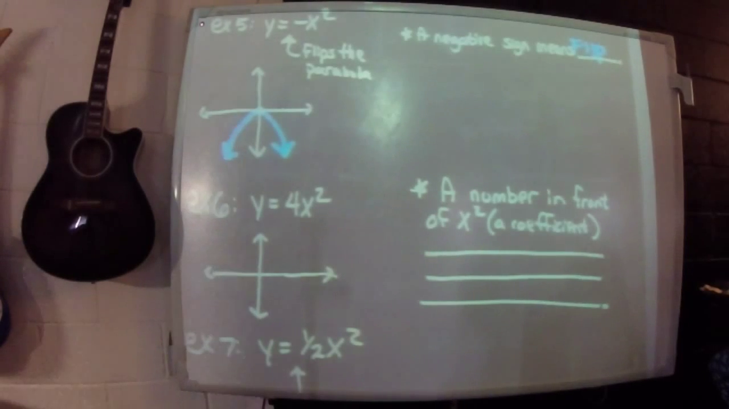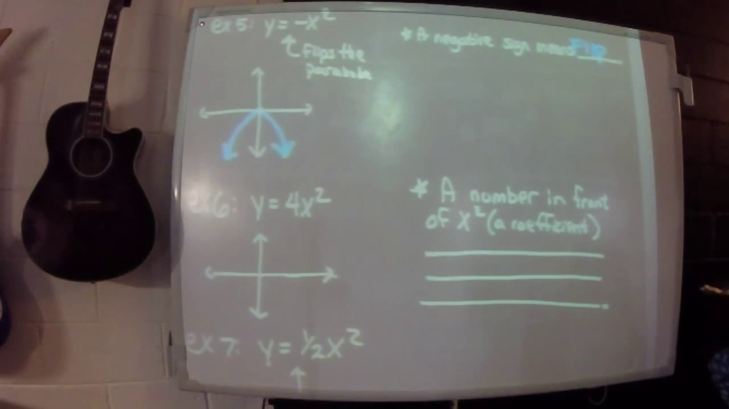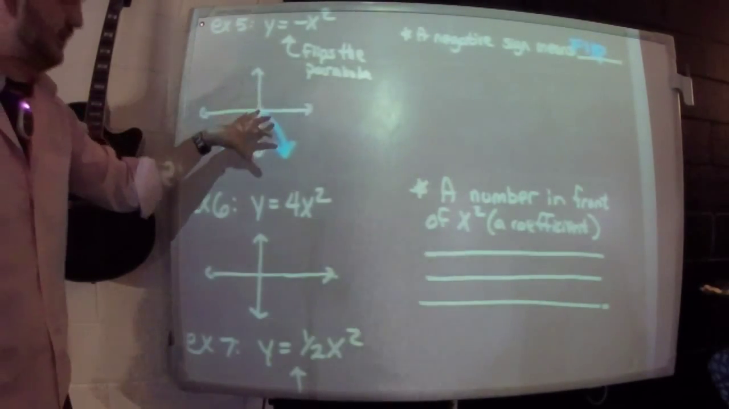So if somebody puts a negative in front of the x squared, or a negative in front of a parenthesis with the x in it, that's going to flip it down. So it's sad, and it's down here.